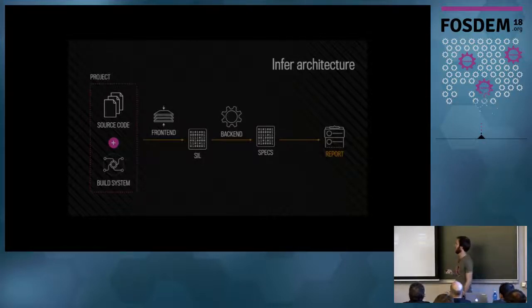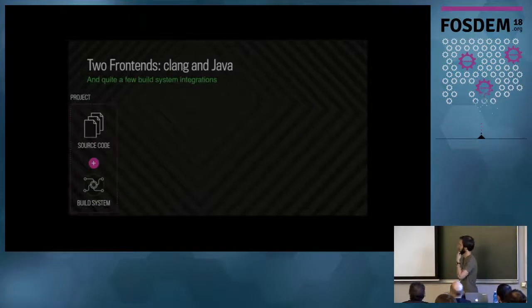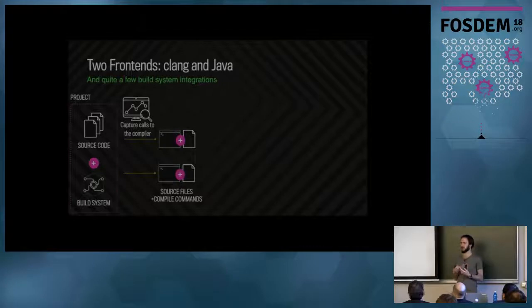Okay, let's zoom in on the front end, how it works. So there are two front ends, one for Clang languages and one for Java. We'll describe them both. So we start with the project, the source code, and the build system. And now we need to find where the code lives. So we ask the build system, actually. So the way you would run Infer is just typing, for instance, infer dash dash make, and Infer will do all the work of figuring out what to do. And the way it works is it runs the build system and captures calls to the compiler that happen during compilation. And so it records, for each source file, information that allows it to discover which source files should be analyzed and how they are compiled.